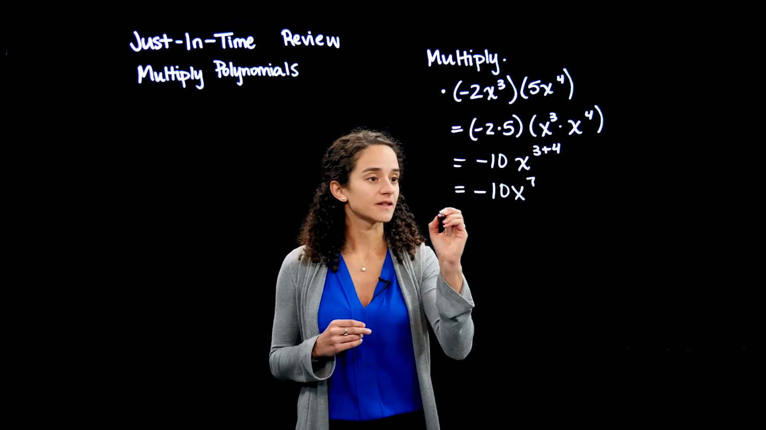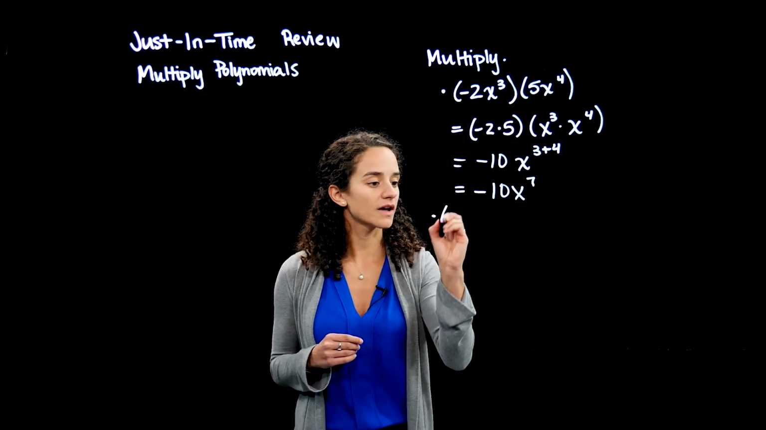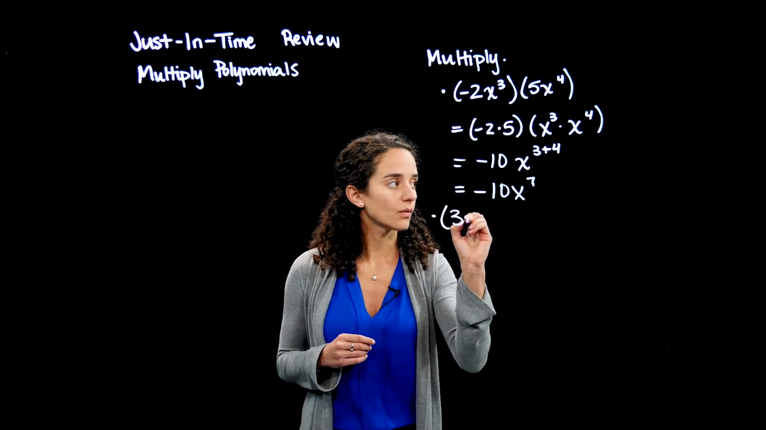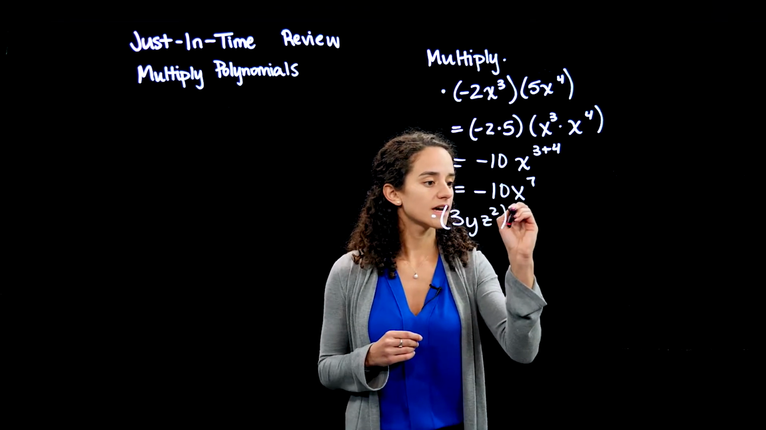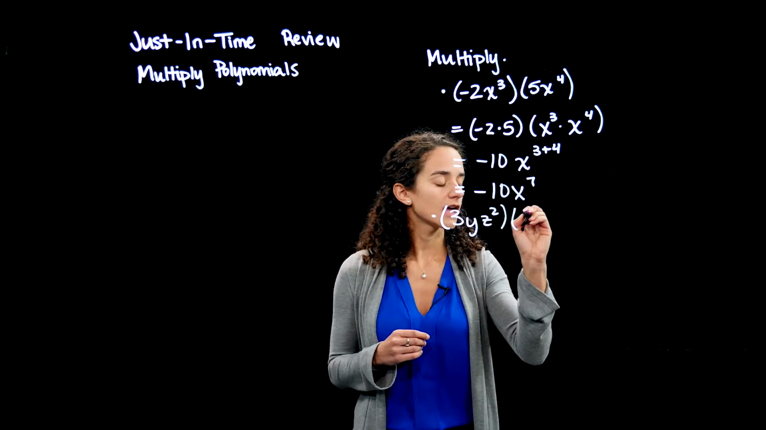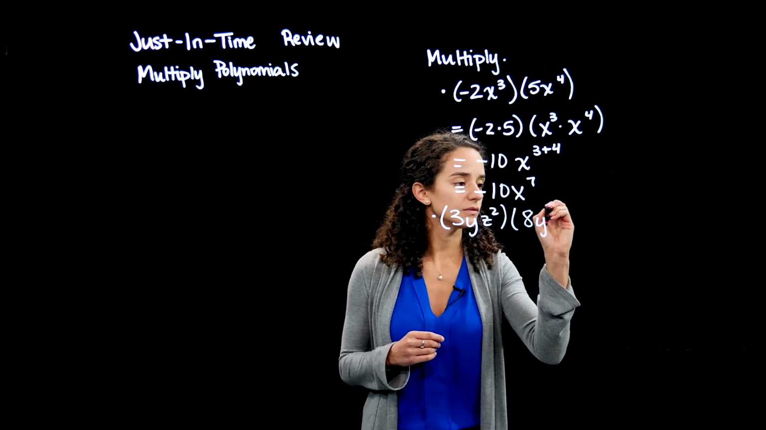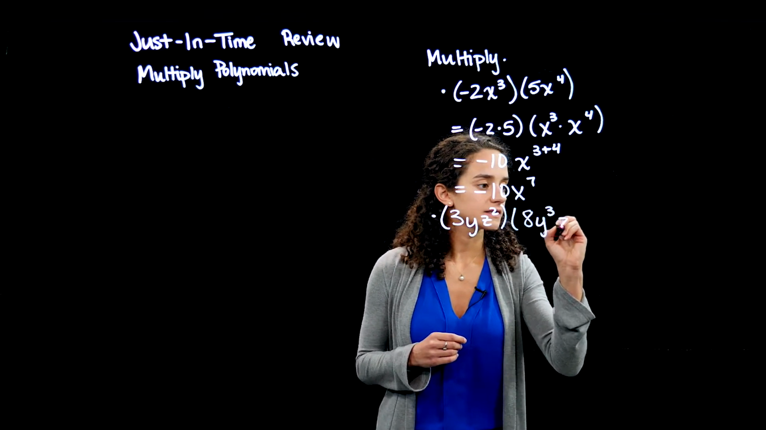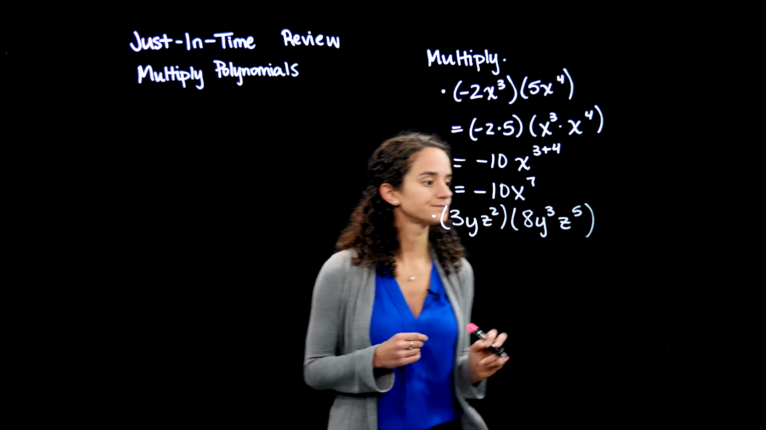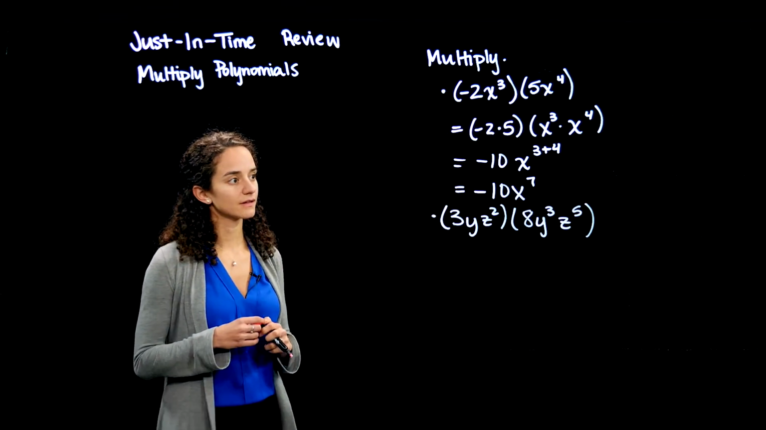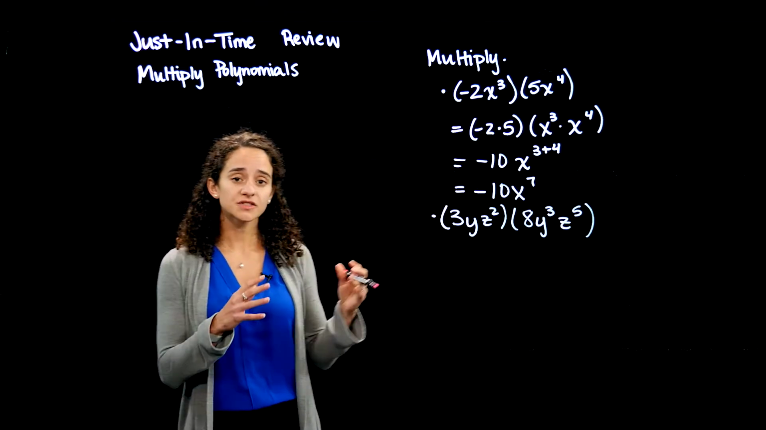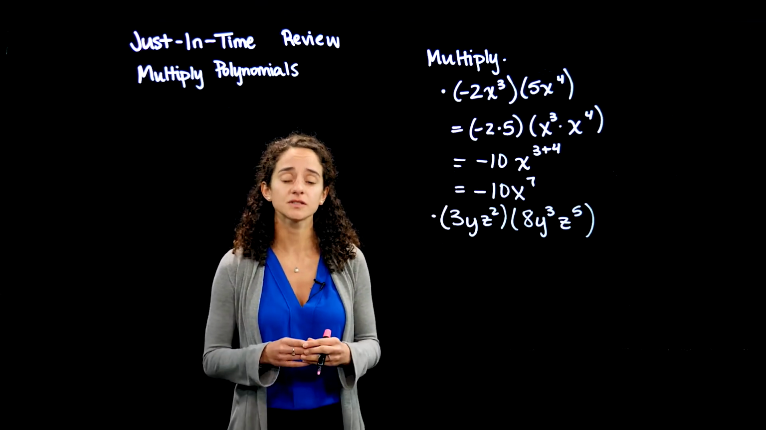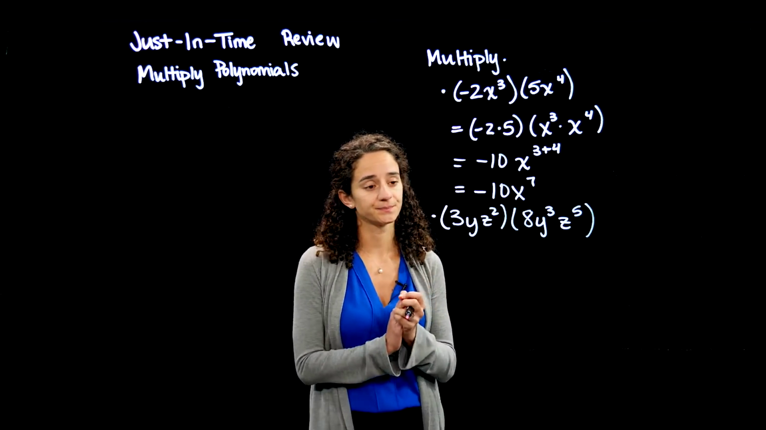We are asked to multiply the quantity 3yz squared times the quantity 8y cubed z to the 5 power. So in multiplying monomials, we want to multiply their coefficients and then multiply the corresponding variables.